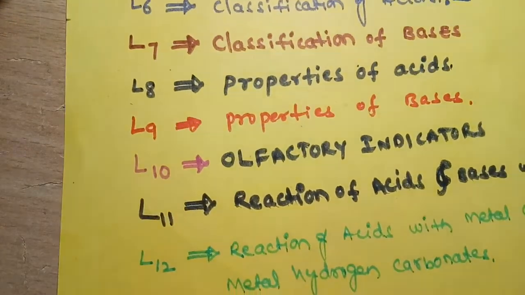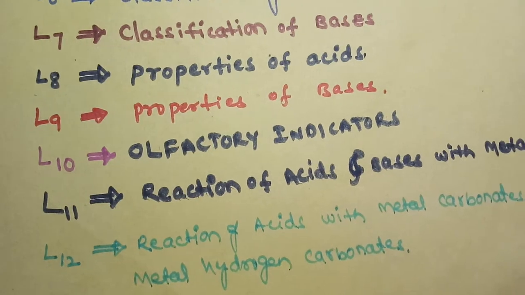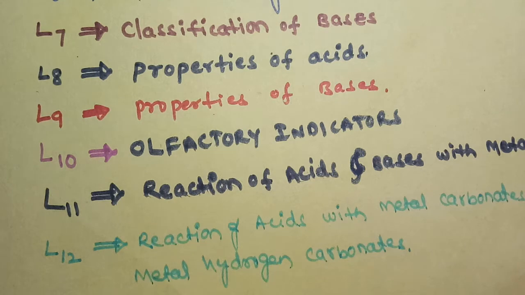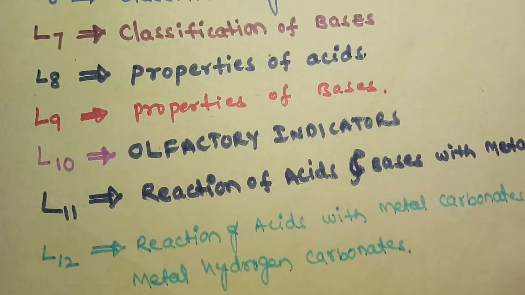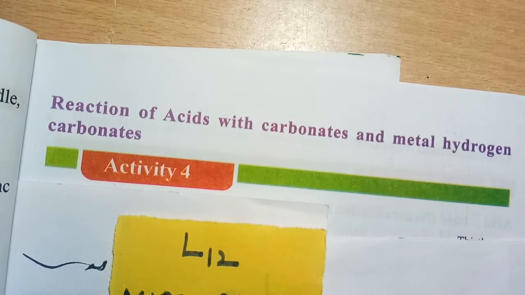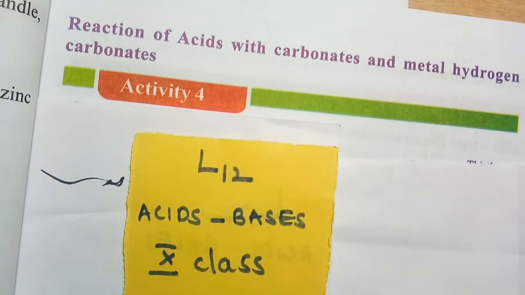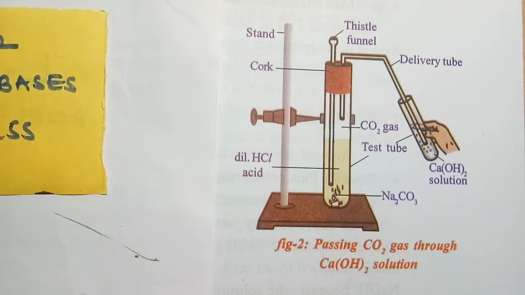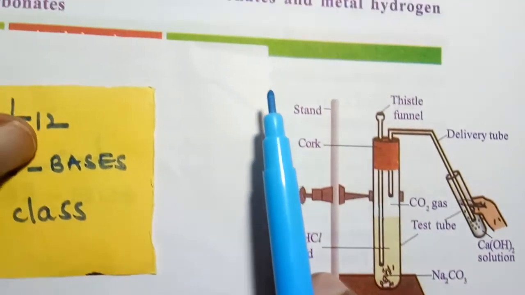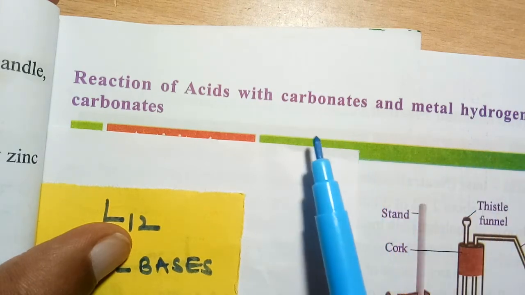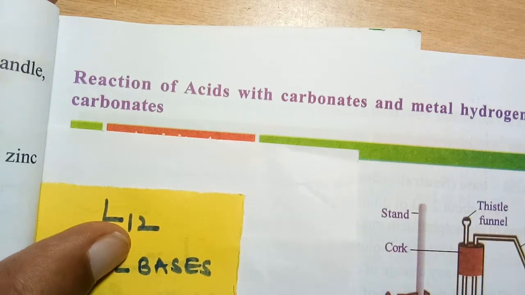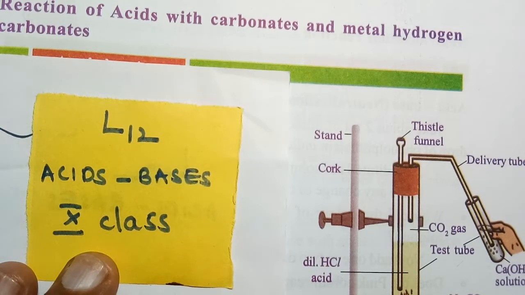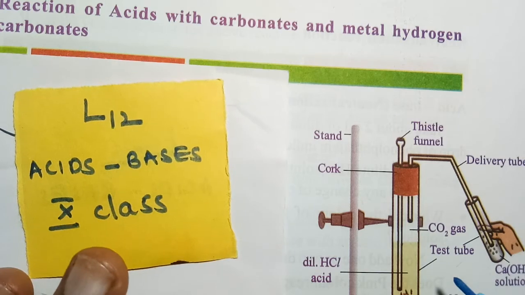Next, now we are at lecture number 12. This is the reaction of acids with metal carbonates and metal hydrogen carbonates. That means metal carbonates and bicarbonates. So that is what we are at, the reaction of acids with metal carbonates and bicarbonates. In this we will discuss the reaction of acids with metal carbonates and bicarbonates.